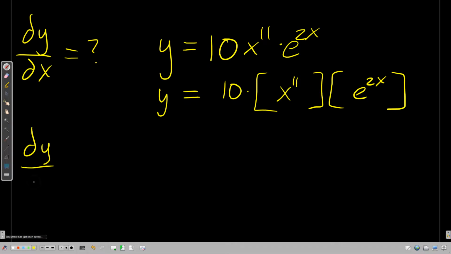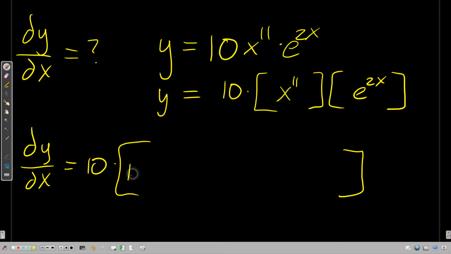So dy dx is the name of a derivative. It's the name of a function. It's the derivative of y. And that function would be, okay, well, here's my constant. It comes out front. Now I'm free to deal with this product of two functions. You should take the derivative of the first times the second plus the derivative of the second times the first.